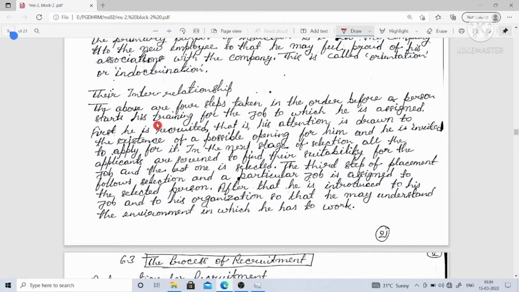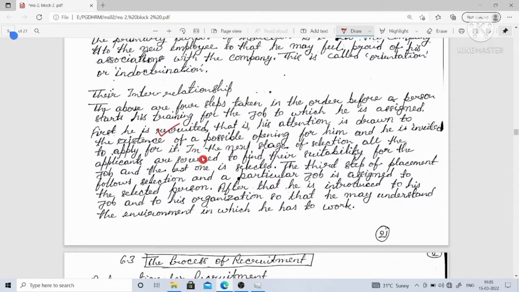Their interrelationship. The above are 4 steps taken in order before a person starts his training for the job to which he is assigned. So the above mentioned 4 are the steps before a person starts his training for the job to which he is assigned. First, he is recruited, that is, his attention is drawn to the existence of a possible opening for him, and he is invited to apply for it. So that is about recruitment.